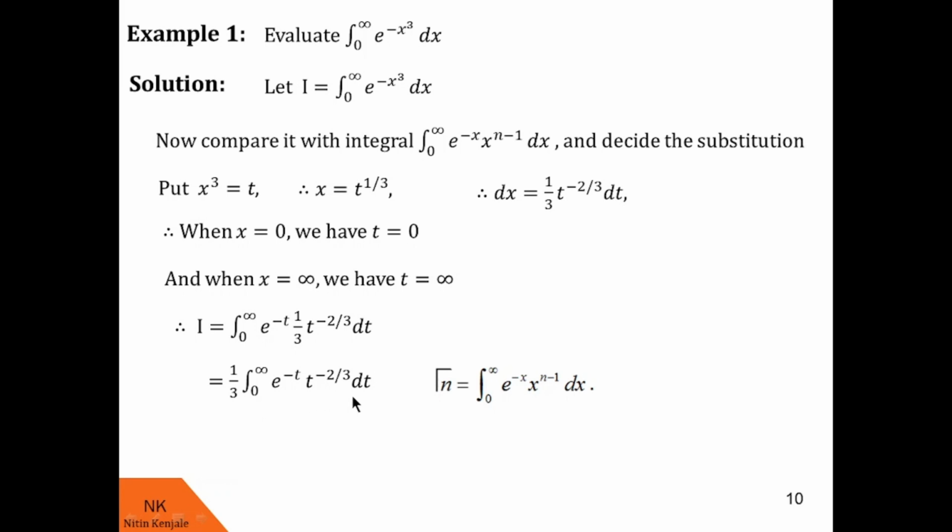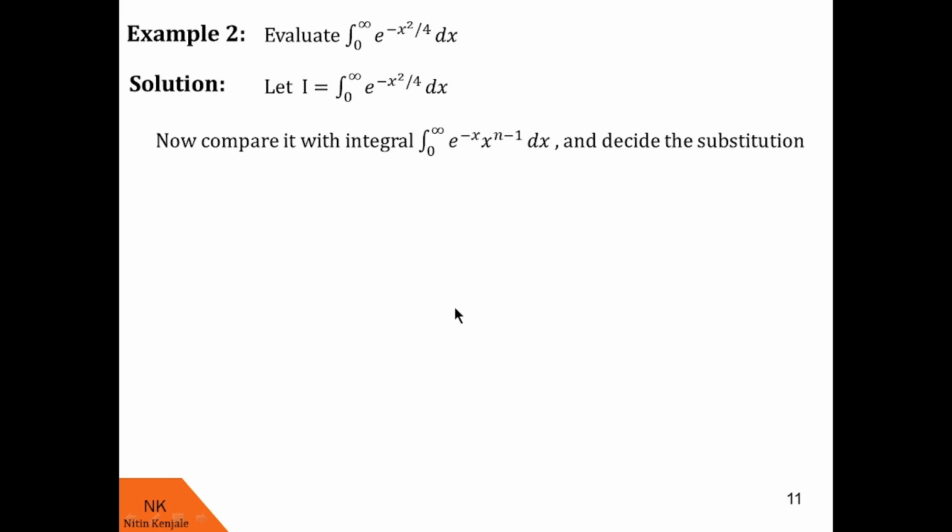Similarly, one can write this integral in terms of gamma notation. For that, one has to find this n, and that can be done by adding 1 in the power of t. Here the power of t is minus 2 by 3. So minus 2 by 3 plus 1 is 1 by 3. Already we have 1 by 3 outside, and the value of this integral is gamma of 1 by 3. So 1 by 3 into gamma of 1 by 3 is the value of this given integral. I hope you understood this solution. Now let's go for the next example.